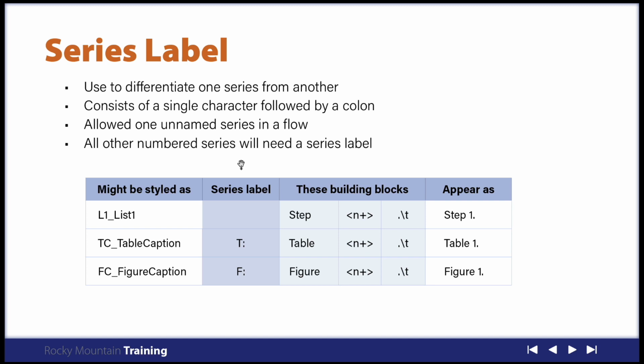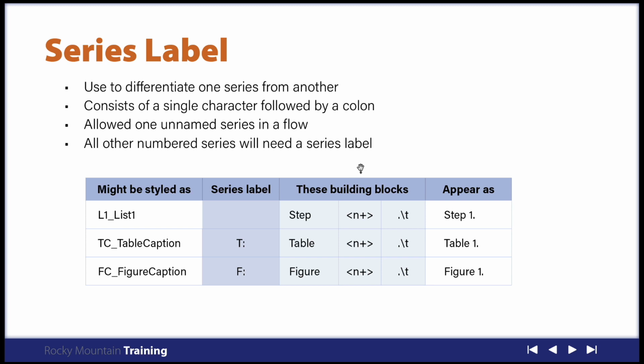Now again, you're allowed to have one unnamed series in a FrameMaker document. And in the last exercise, all we had was our step series. We had our main steps and our sub steps, but they were all part of the same series. And I got away without talking about series labels because we only had that one series. But now I want to introduce additional numbered series, numbered tables, and numbered lists. They're going to require a series label to differentiate them from the list series. And if we don't do that, they're all going to increment off each other. And we're going to have something that doesn't make any sense at all.